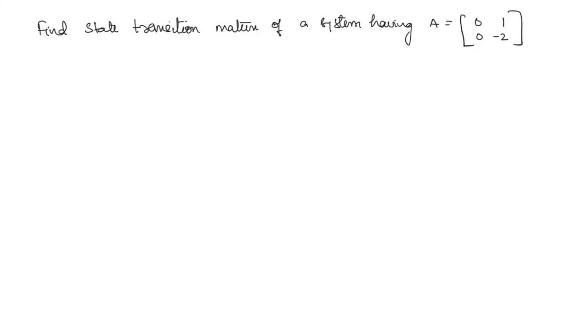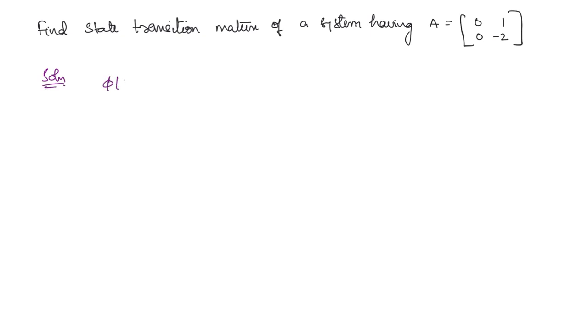So we'll do a question here. Find the state transition matrix of a system having A equal to [0, 1; 0, -2]. So we know the matrix A, and we have to find the state transition matrix. How will we find it? The easier method is to use the Laplace transform.